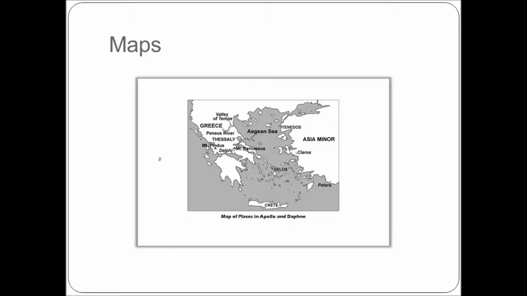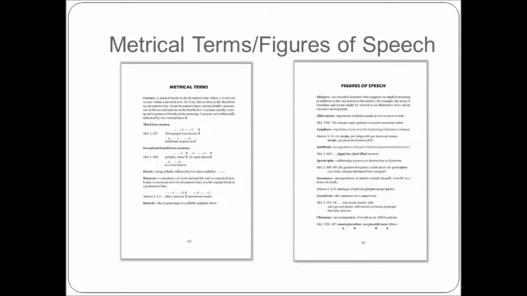There are 6 maps in the book. Students will be referred to maps where appropriate by the notes beneath the Latin text. There are 3 appendices in the book. The first 2 are glossaries of metrical terms and figures of speech. Note, as you can see here for the 3rd foot caesura, the examples given are not generic, but drawn specifically from the Latin in this text.